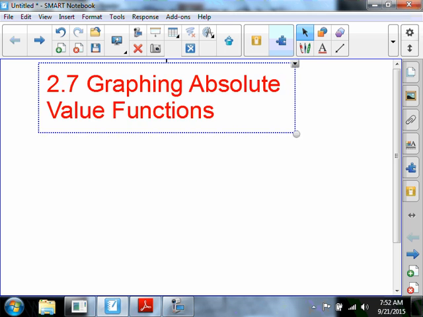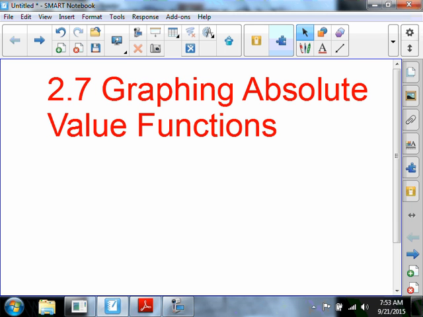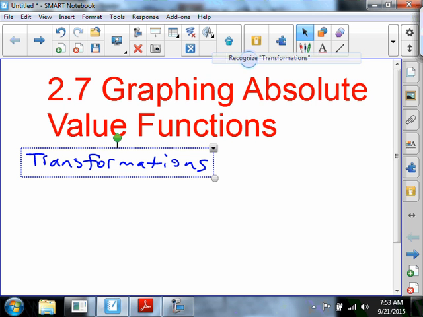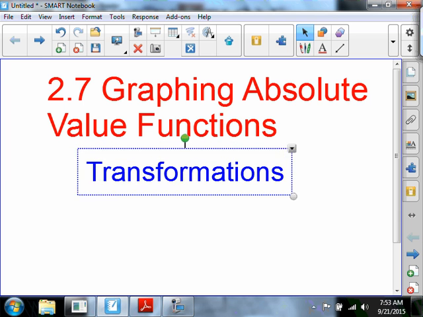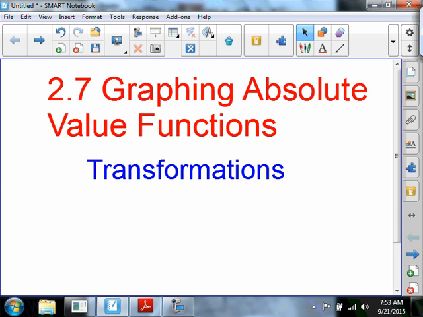Before we get into that, we probably ought to recap 2.6 just a little bit. In 2.6, we talked about three kinds of transformations. And this is going to be a 72-second review of 2.6. Transformations, we said there were three kinds. We said there were translations.